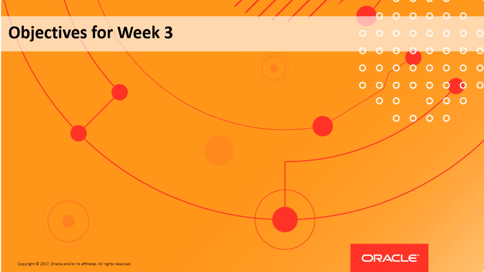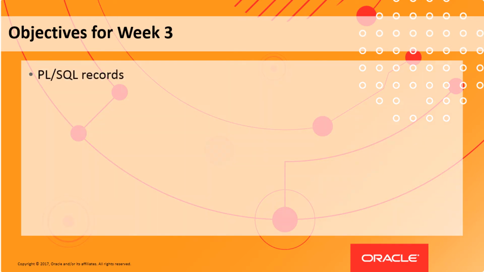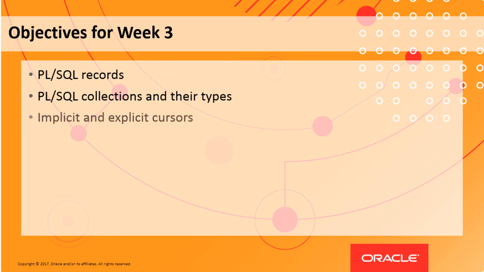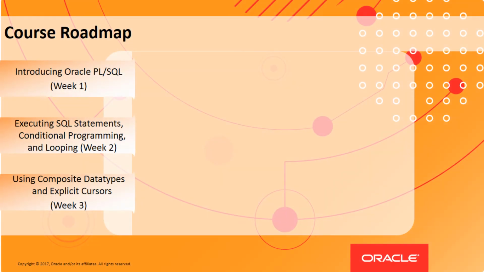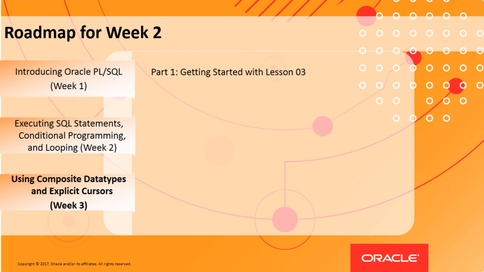The theme of week 3 is to enable you to code and execute PL/SQL programs having PL/SQL record variables, different types of PL/SQL collection variables, logic to fetch data from an explicit cursor in a loop, logic that uses cursor attributes in program execution, cursor for loop, and cursors with parameters. Let us look at the course roadmap for week 3 and discuss the objectives of each topic. You are currently watching the first video in week 3 that gives a clear picture of the topics to be discussed in this entire week.